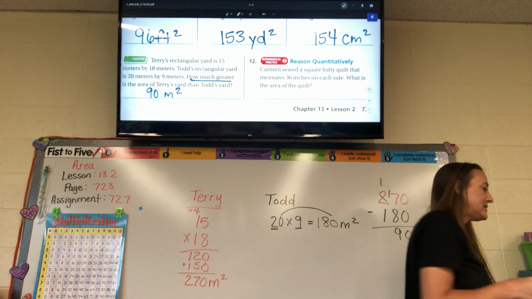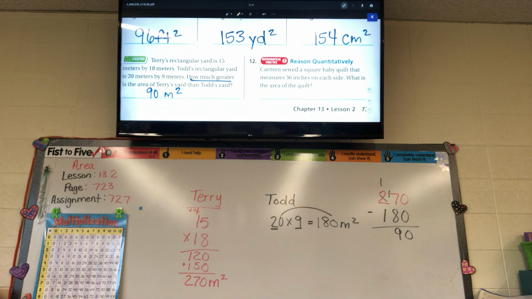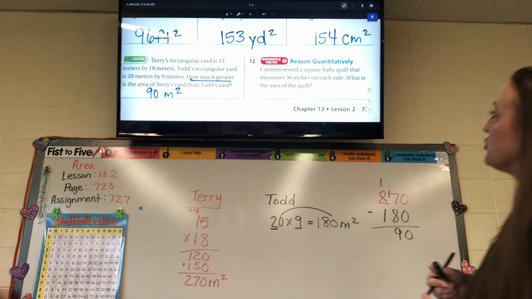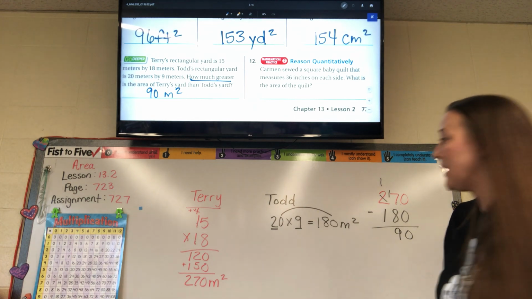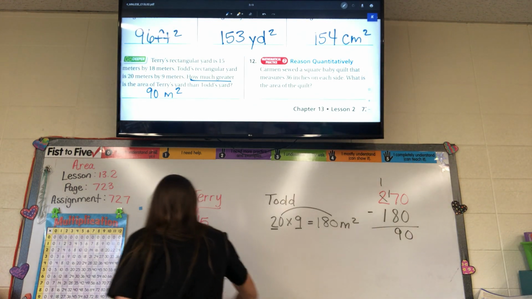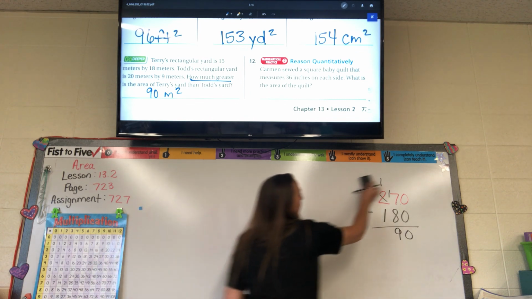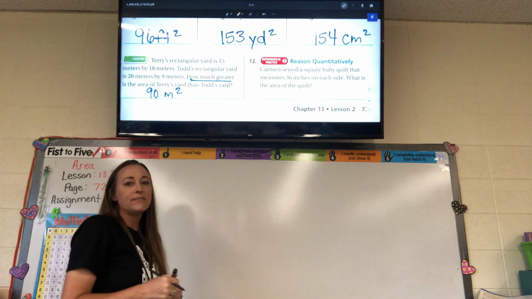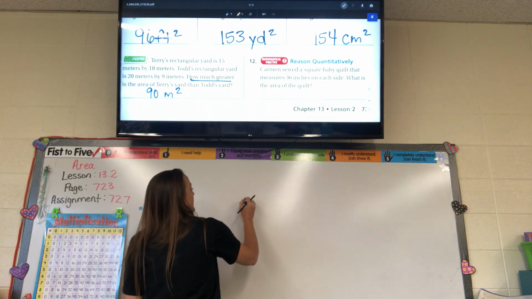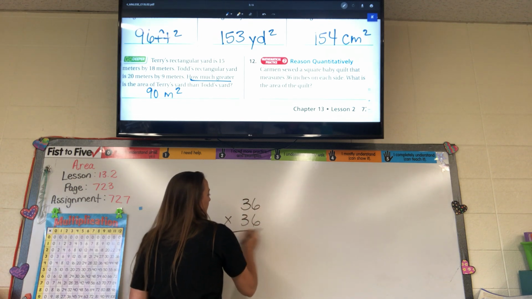And the last says, Carmen sewed a square baby quilt that measures 36 inches on each side. What is the area of the quilt? Okay, so remember our formula for the area of a square is side times side. Each side of this square quilt is 36, so we're going to do 36 times 36.